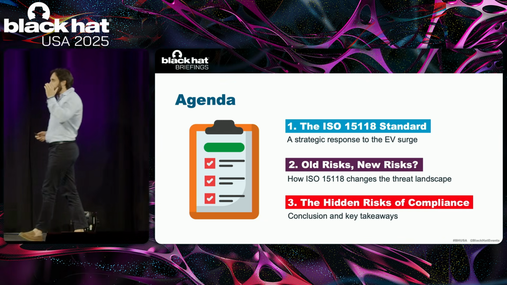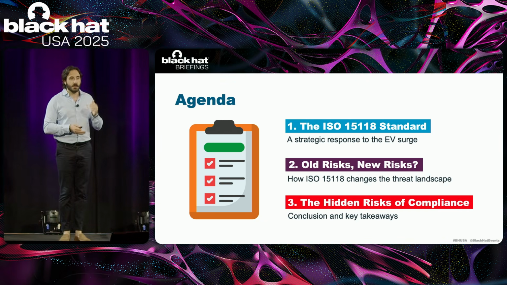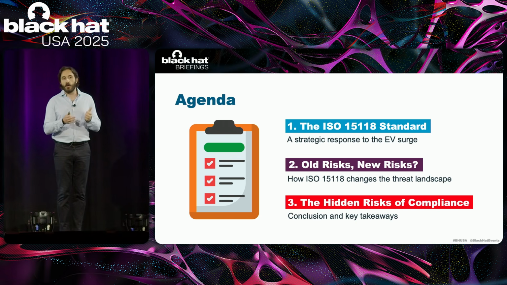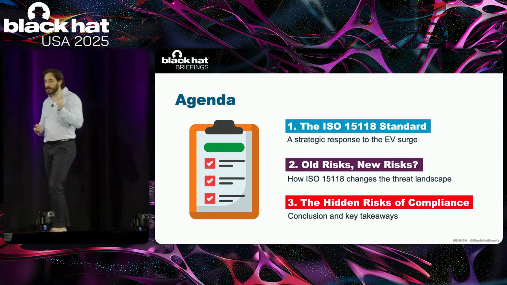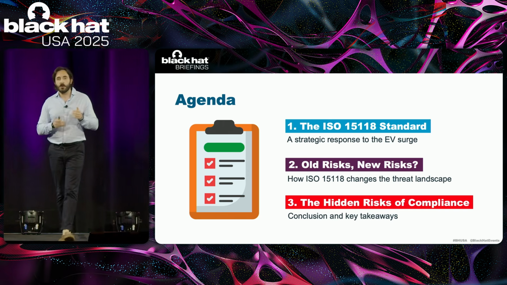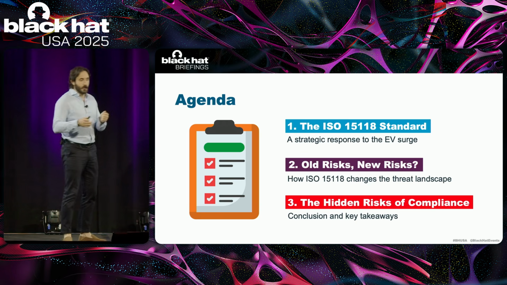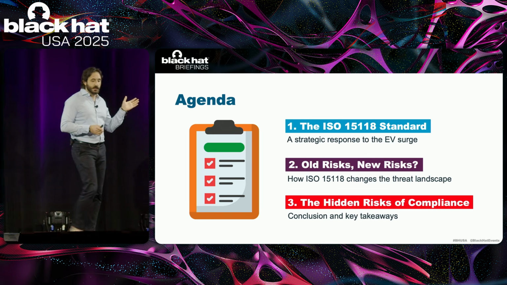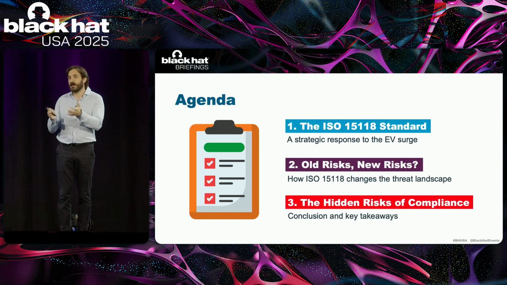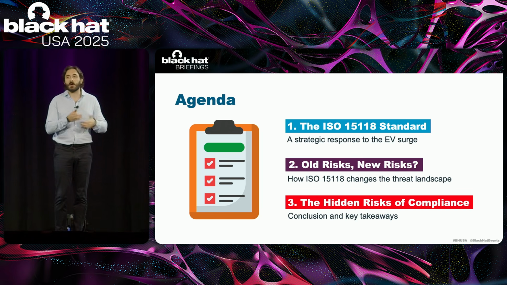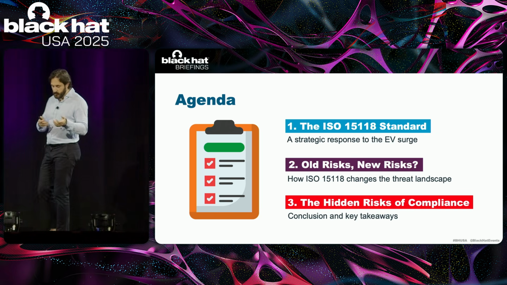I split the presentation in 3 main parts. So the first part is pretty straightforward. We are gonna understand what is the ISO 15118 standard and why it was introduced. In the second part of the presentation, instead, we are going to understand how the standard changes the threat landscape, as we said. The third and last part of the presentation, instead, is simply to wrap up the findings of my research. So I'm going to leave you with a main message, a main conclusion, and 3 key takeaways that I would like you to leave this room with.